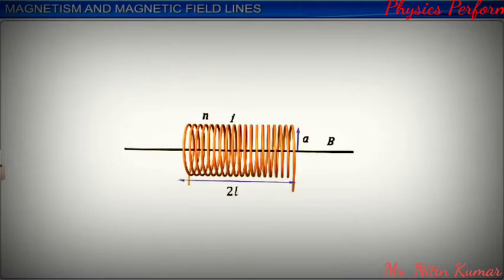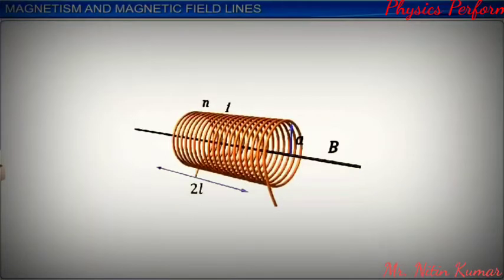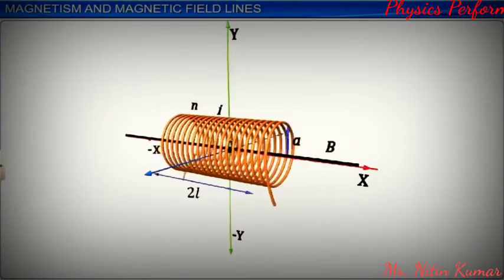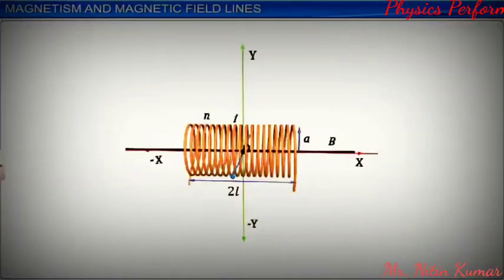Let the solenoid be placed such that the axis of the solenoid is along the x-axis of the coordinate system, and its center coincides with the origin. Then, the left end of the solenoid lies at the position -L, and its right end at +L. Let us consider a point P on the axis of the solenoid, and let r be the distance from the center of the solenoid to that point.